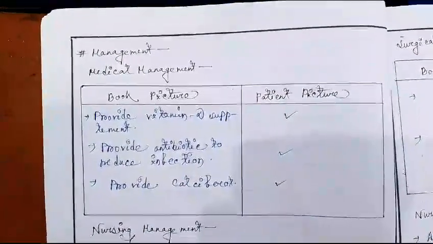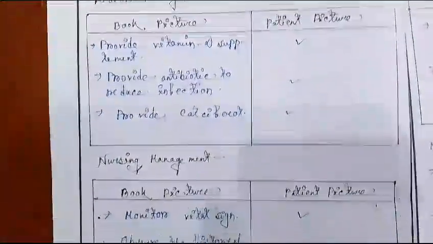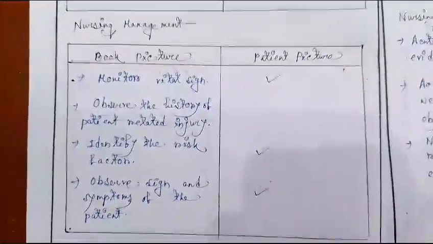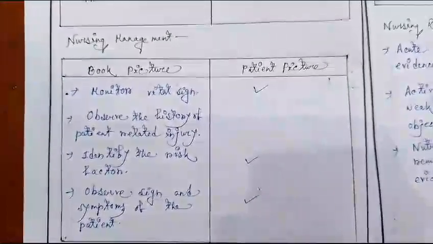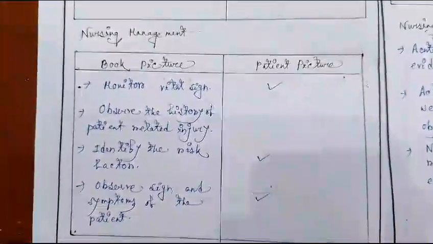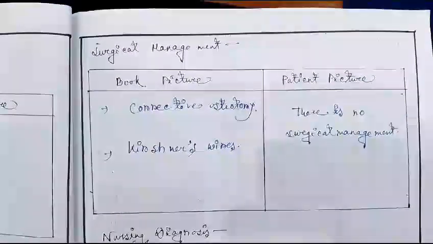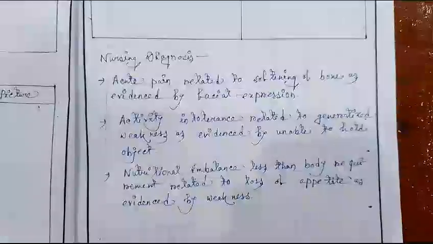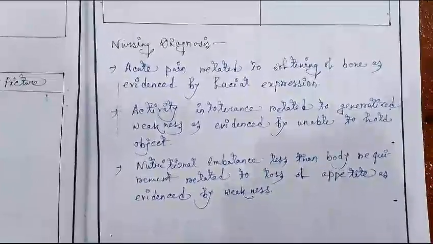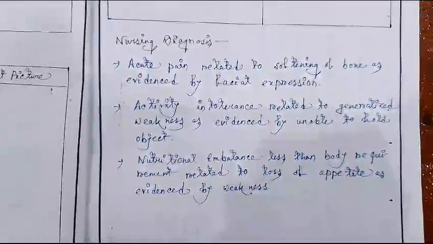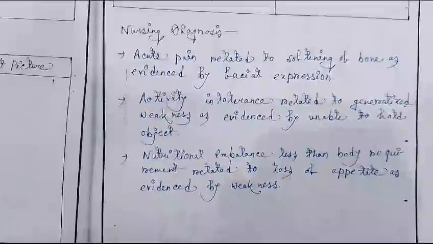Here the medical management and here the nursing management. And then we write the surgical management of osteomalacia. After that we write the nursing diagnosis. Nursing diagnoses are done according to the patient condition.